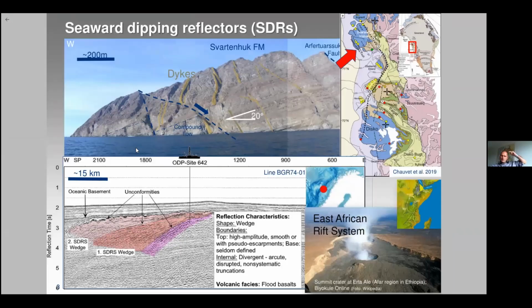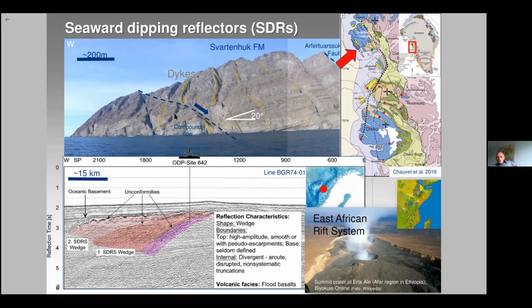If we are talking about magmatism, volcanism during rifting, we come pretty often to those seaward dipping reflectors. This is an image from an outcrop in West Greenland, from central West Greenland, the Svartenhuk area, where we have these nicely seaward dipping volcanic flow units, dipping at an angle of about 20 degrees, dissected by many faults and also by numerous dikes that cut across these flow units.